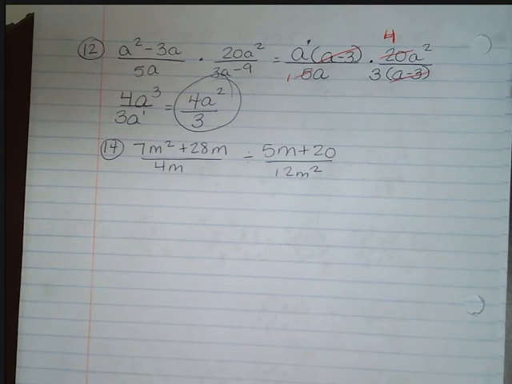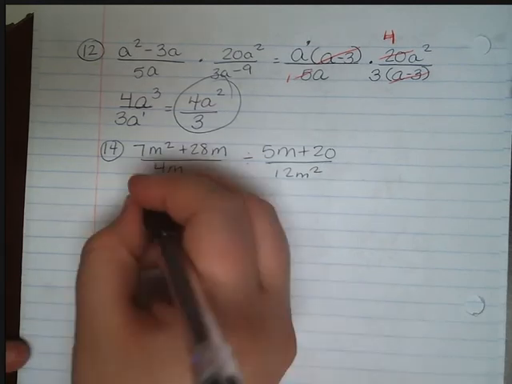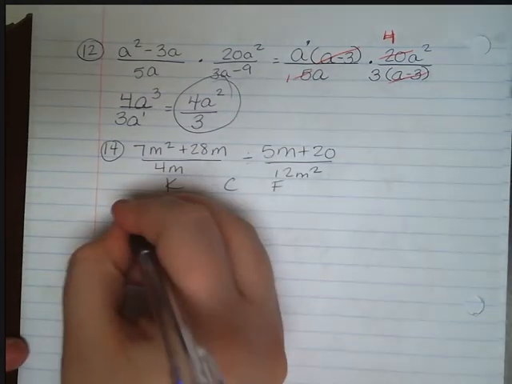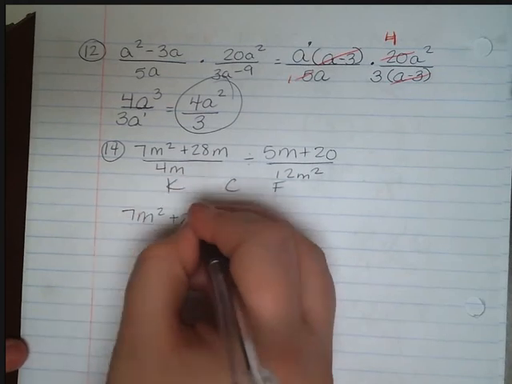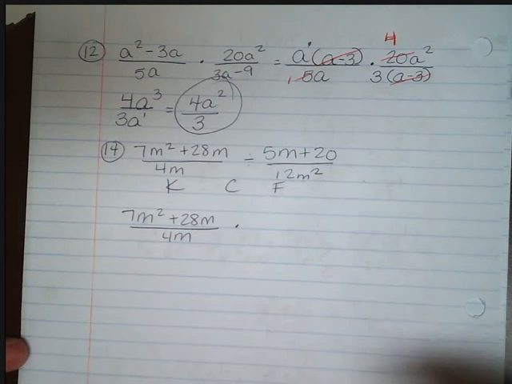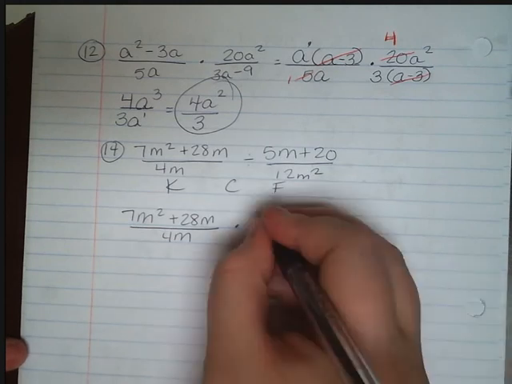division to multiplication first, then start factoring and simplifying. You could go ahead and factor here first, but it leaves a little more room for error. So I recommend first changing it to multiplication, then factoring. So I'm going to keep, change, flip. So keep that 7m squared plus 28m divided by 4m the same. Change that division to multiplication. And I'm going to flip that second fraction.